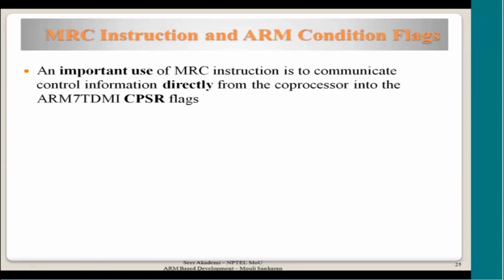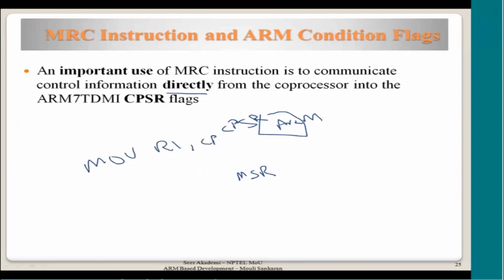An important use of the MRC instruction is to communicate control information directly. I told you that you may want to change the CPSR flags of ARM. Let me see if you remember this. In ARM, I mentioned that MSR and MRS instructions are used. But you cannot have a move instruction operating on the CPSR, correct? You can't say move CPSR into R1. You cannot do that.